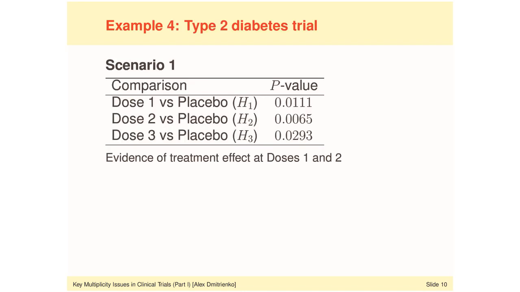As a quick illustration, we're going to apply the fixed sequence procedure to the type 2 diabetes trial. That's example 4. And in this case, as we've said before in module C, there are 3 doses compared to control, to placebo. And here we're going to assume that the null hypotheses for those 3 dose placebo comparisons are ordered before the trial starts. The testing sequence is fixed. Testing begins with dose 1, which is the highest dose in this clinical trial.